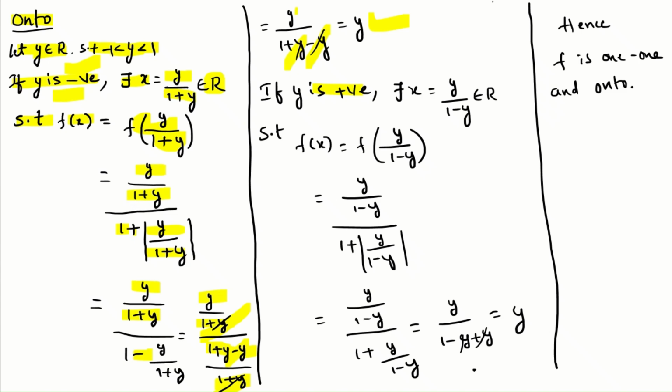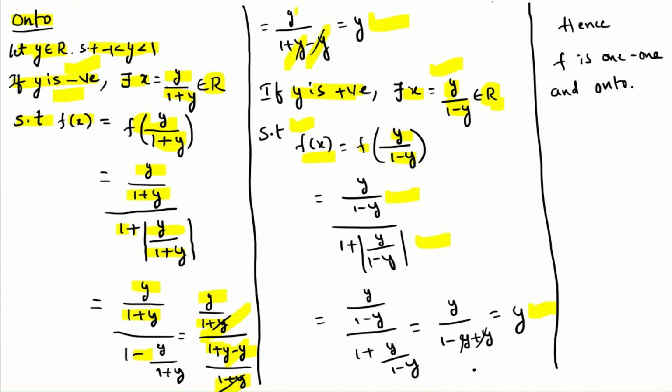Same way, when y is positive, there exists an x such that x is equal to y by 1 minus y, which belongs to the domain R. I am going to prove that in such a way that f of x is equal to f of y by 1 minus y. I substitute the x value I got here. Again, after simplification, I'm going to prove that f of x is equal to y.